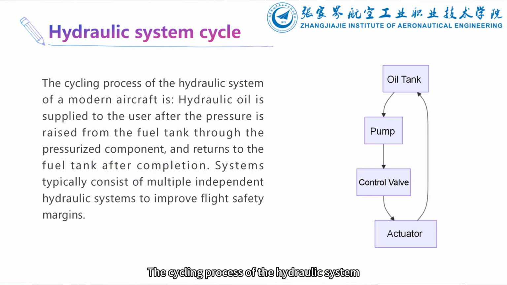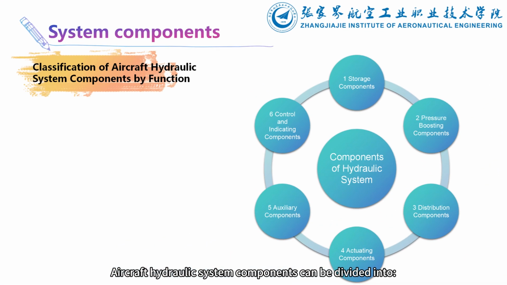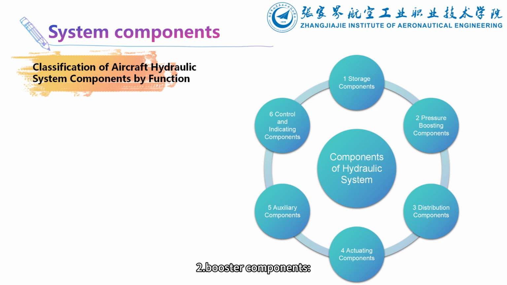The cycling process of the hydraulic system of a modern aircraft is that hydraulic oil is supplied to the user after the pressure is raised from the fuel tank through the pressurized component, and returns to the fuel tank after completion. Systems typically consist of multiple independent hydraulic systems to improve flight safety margins. Aircraft hydraulic system components can be divided into 1. Essential storage components, primarily the hydraulic tank. 2.